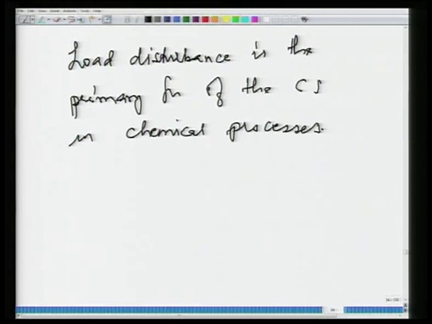And what do I mean by that? What would constitute a load disturbance? For example, the quality of the feed to the process changes. The quality of the feed to a distillation column changes, the quality of the feed going into a process changes. That is a disturbance into your process. My control system should be able to handle it.